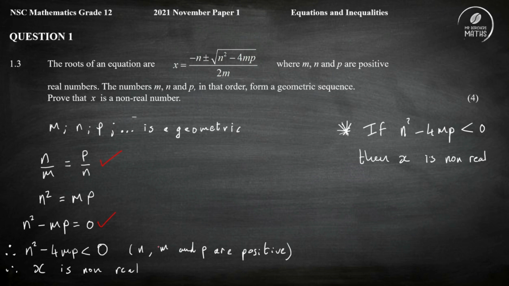Now, your statement and the reason that therefore n squared minus 4mp is less than 0, there you would get a mark. And then your final statement, your conclusion drawn, therefore x is non-real. There we get your final mark. So that just shows you where your 4 marks for this question come from, well, this is one way that you could earn your 4 marks for that question. Really hope that's helped. All the best with your future exam preparation.